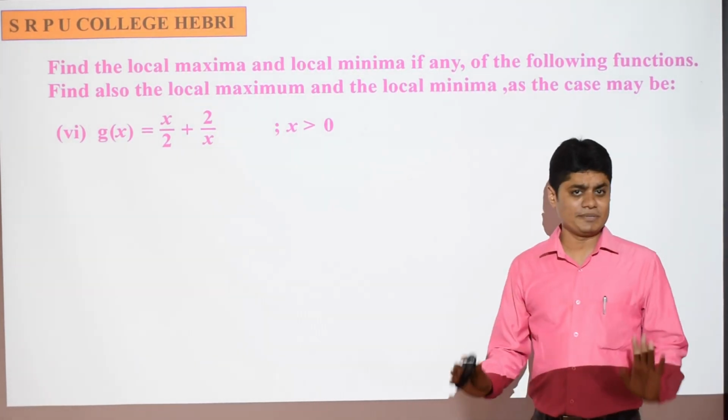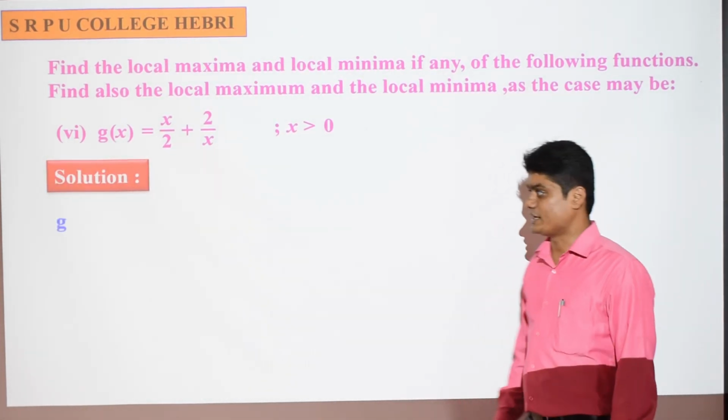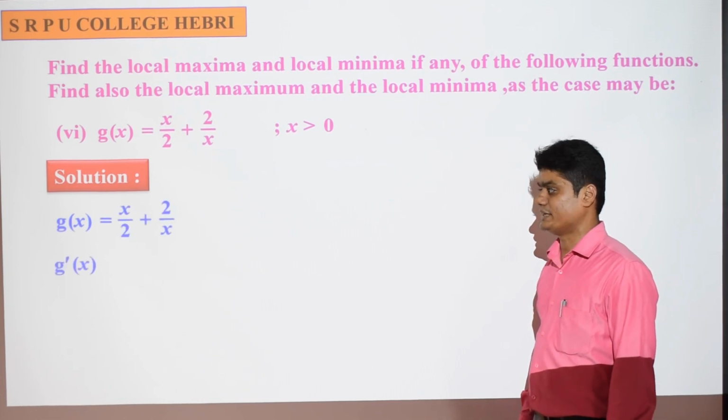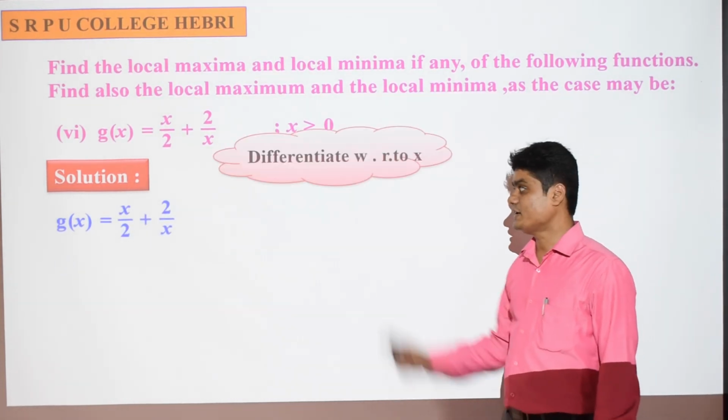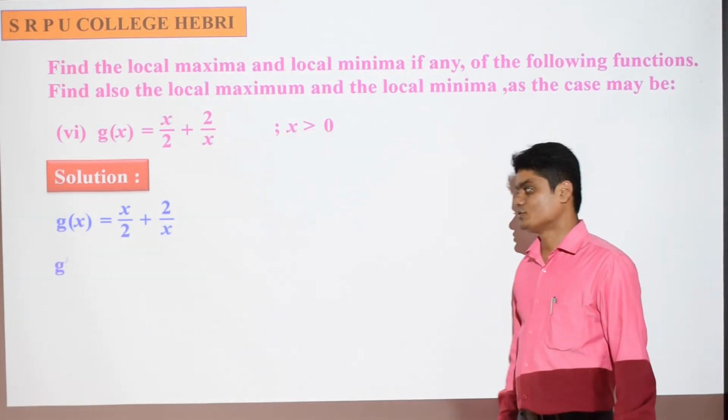So the procedure. First, take the function and differentiate. So g of x is equal to x by 2 plus 2 by x, and differentiate with respect to x. So what is the differentiation?